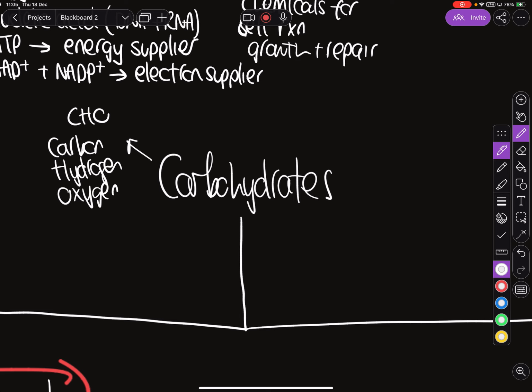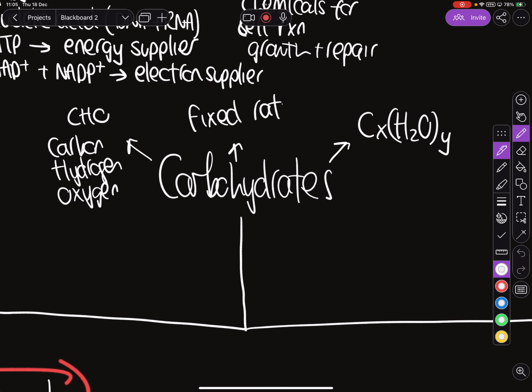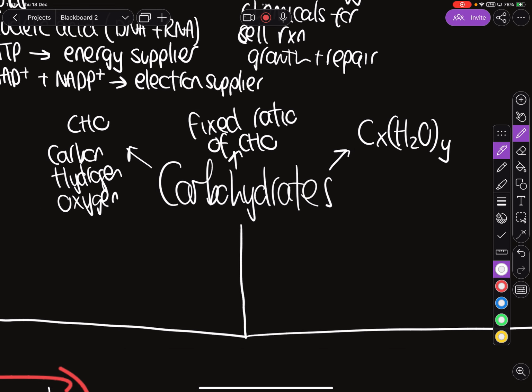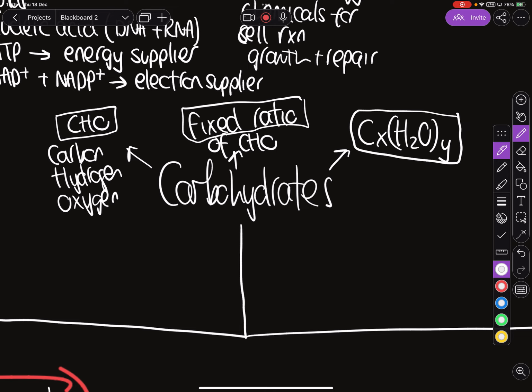We also have a formula for carbohydrates, and this looks like this: CxH2OY. What this formula tells us is that there is a fixed ratio of elements in carbohydrates. When we look at lipids, for example, they also are made up of carbon, hydrogen, and oxygen, but they are not in a fixed ratio. So it's really important that you see this, and this is showing you how they are distributed.